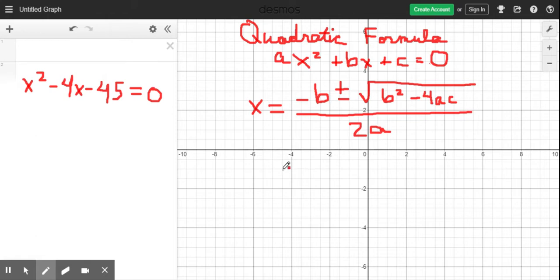Sing with me if you like. X equals negative b plus or minus the square root of b squared minus 4ac all over 2a. Thank you very much.